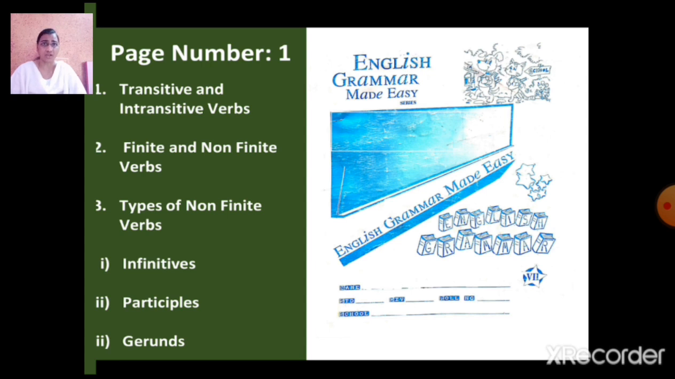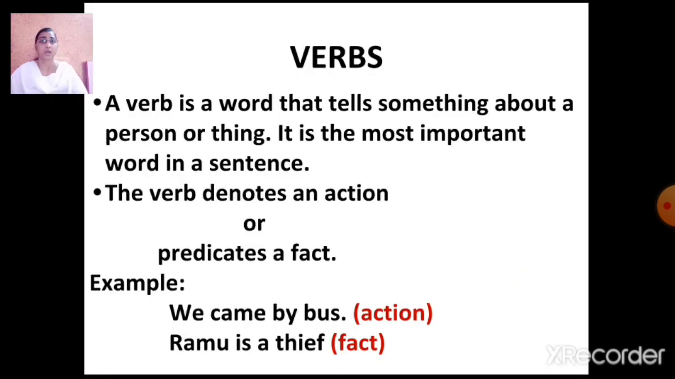Now in this session we will be doing activities based on transitive and intransitive verbs and finite and non-finite verbs, and the rest we will be doing in our next session. Now before we start writing, let us quickly revise what is a verb. A verb is a word that tells something about a person or a thing. It is the most important word in a sentence. The verb denotes an action or predicates a fact.